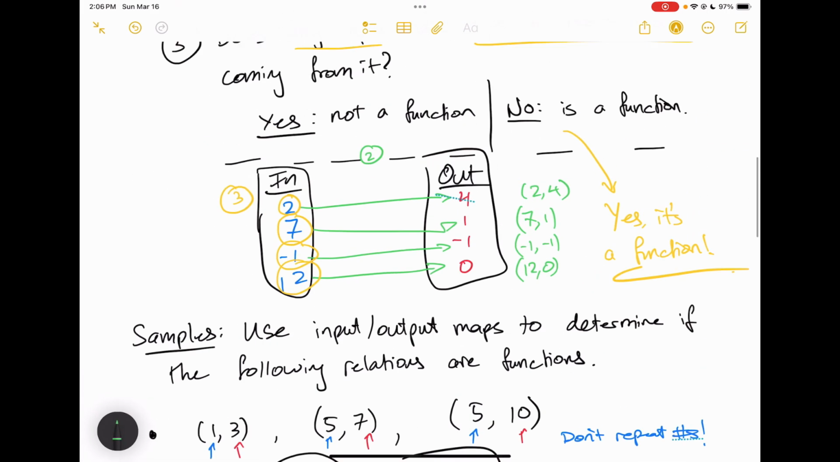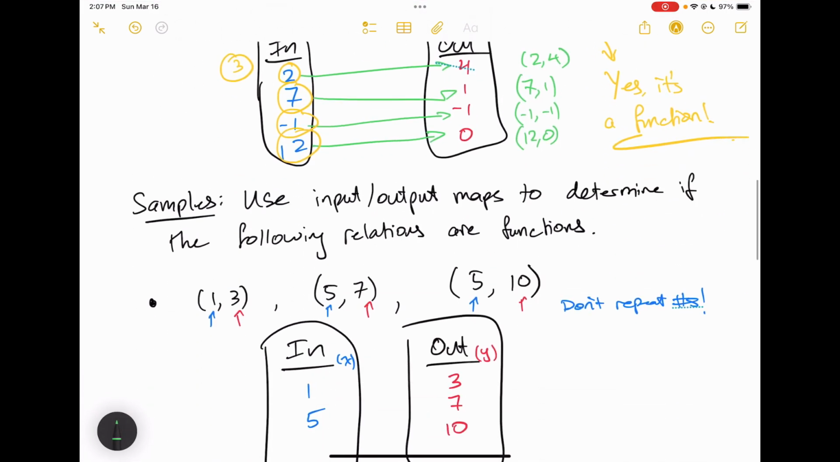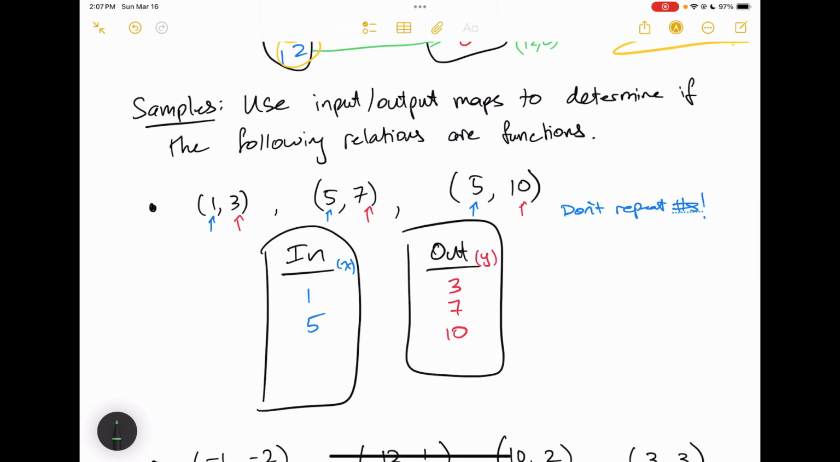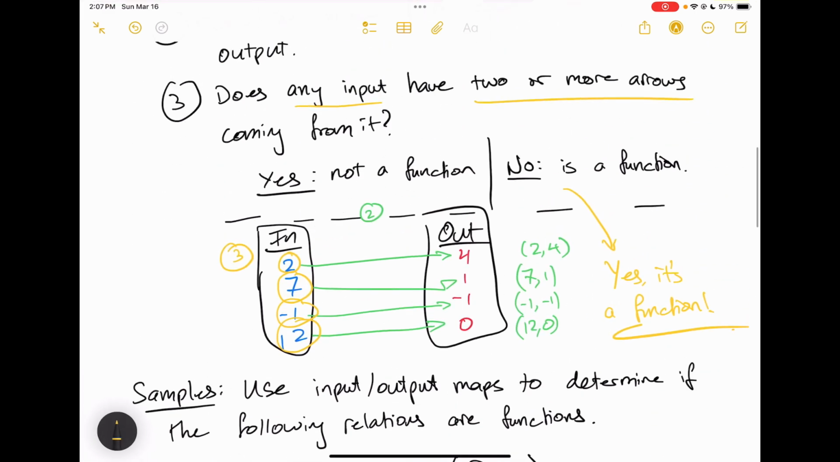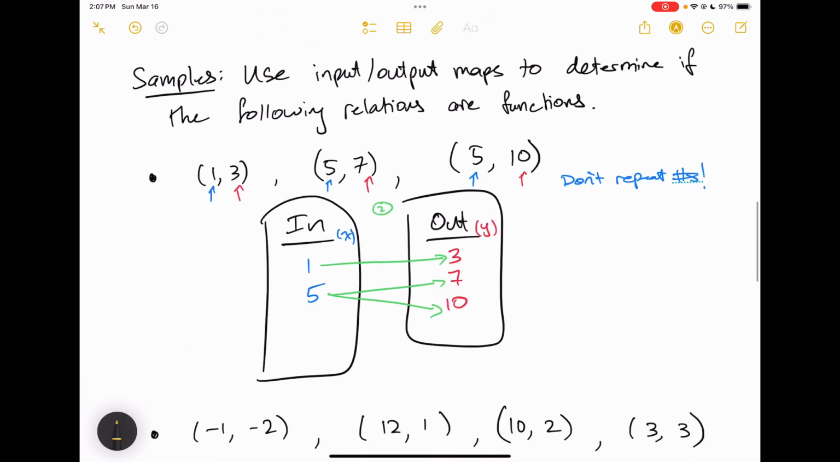Let's talk about step 2 now, which is going to be to draw an arrow from each input to its output. 1 outputs 3, 5 outputs 7, and 5 also outputs 10. And that's step 2. Step 3 now. We look at each input and see if anyone has 2 or more arrows coming from it. 1 has only got 1 arrow, so it's fine. But 5 has 2 arrows.